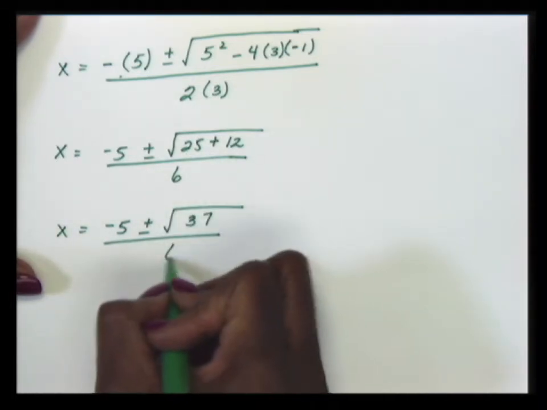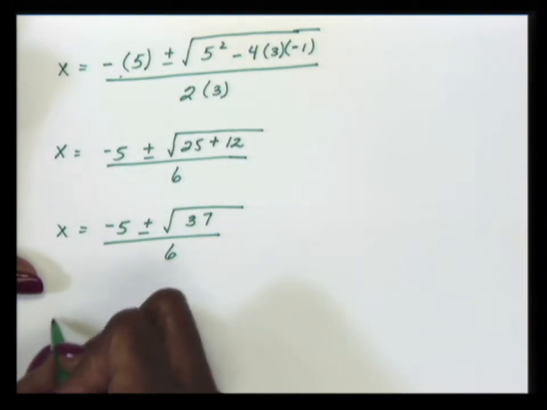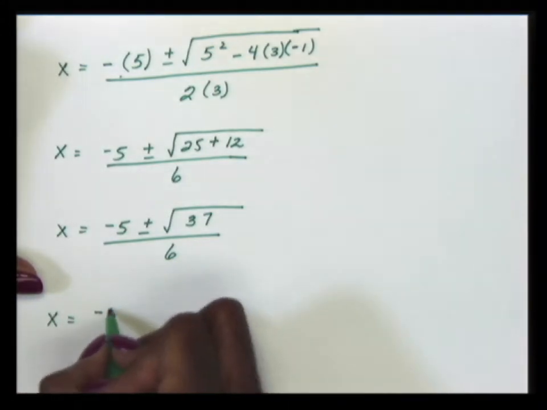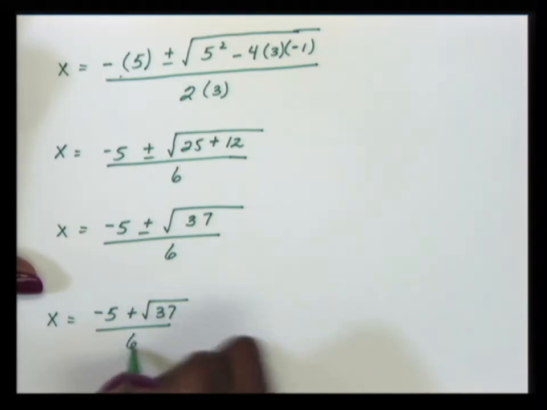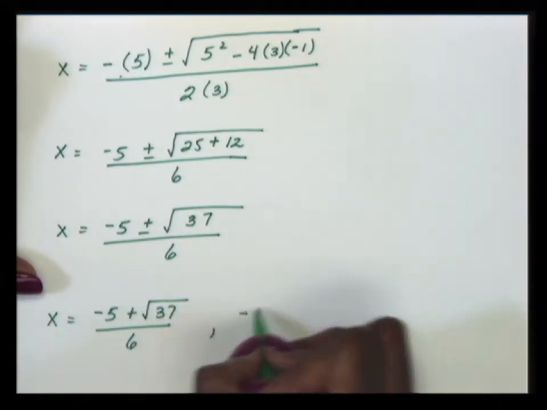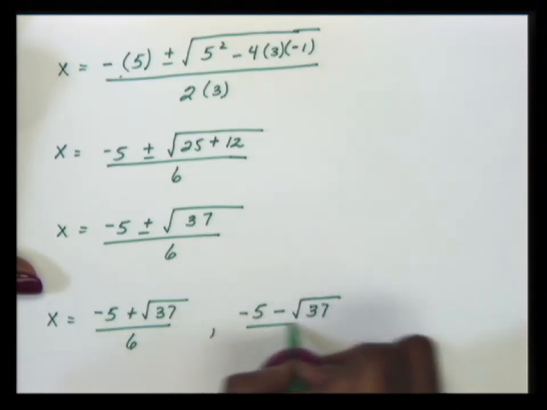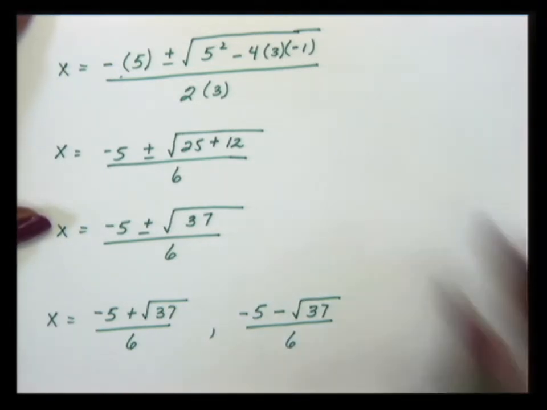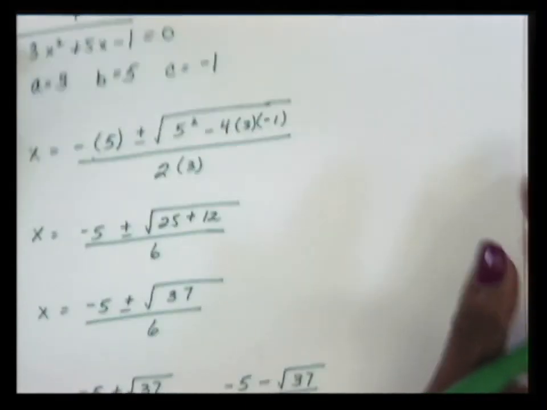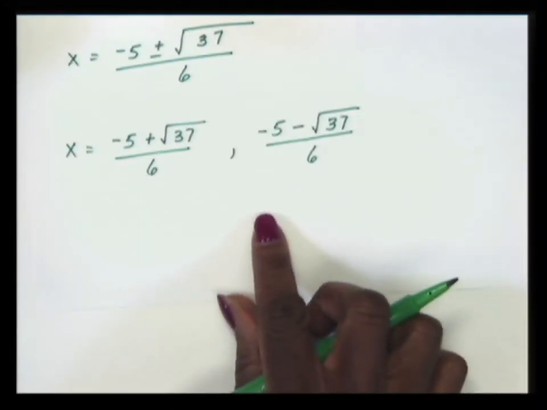Again, all over 6. So when we look at our answer, it's actually two answers in one. One answer is negative 5 plus the square root of 37 all over 6. The other is negative 5 minus the square root of 37 all over 6. We're able to use the one formula to find both answers.